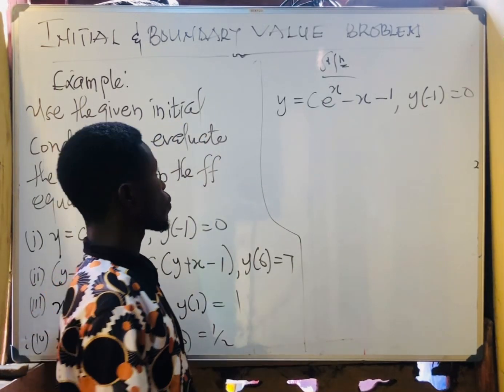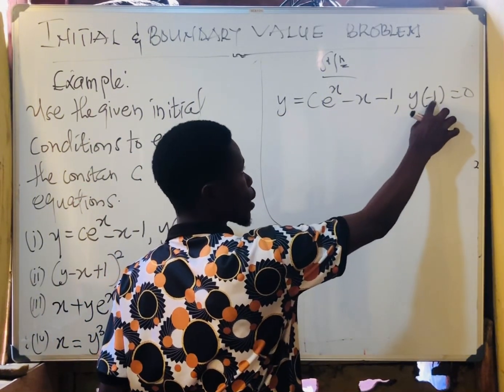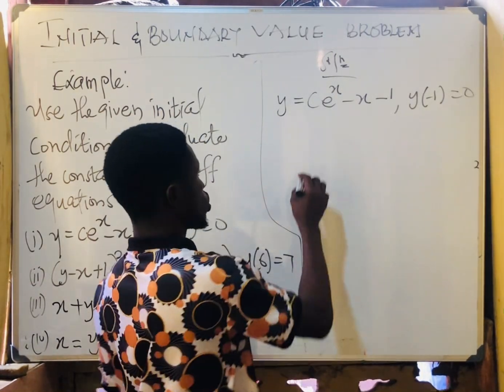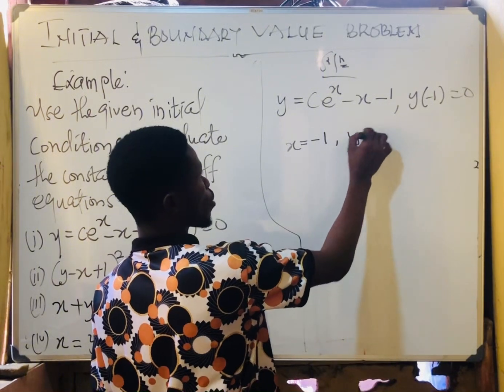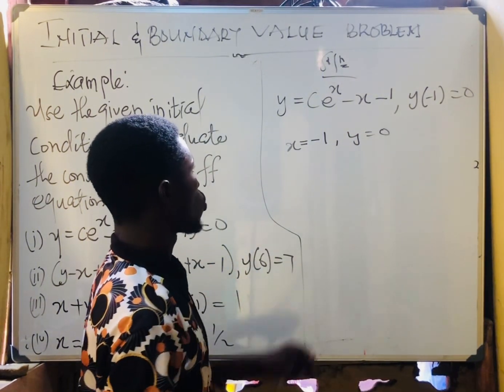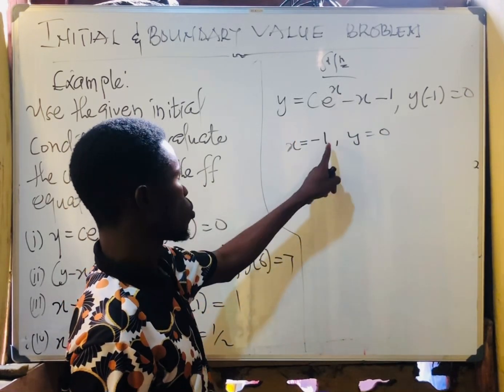What you are going to do is very simple. y of negative 1 equals 0. The one here is the independent variable, which means it is the x. So we have x equals negative 1, then y equals 0. Wherever you see y, you put 0, and wherever you see x, you put -1.